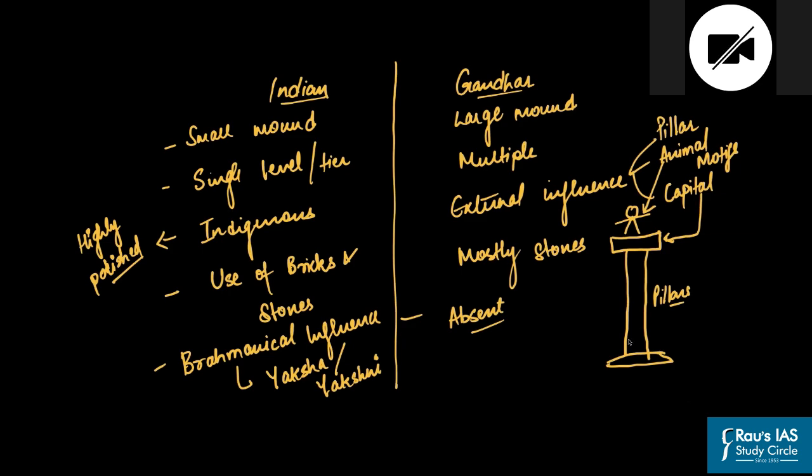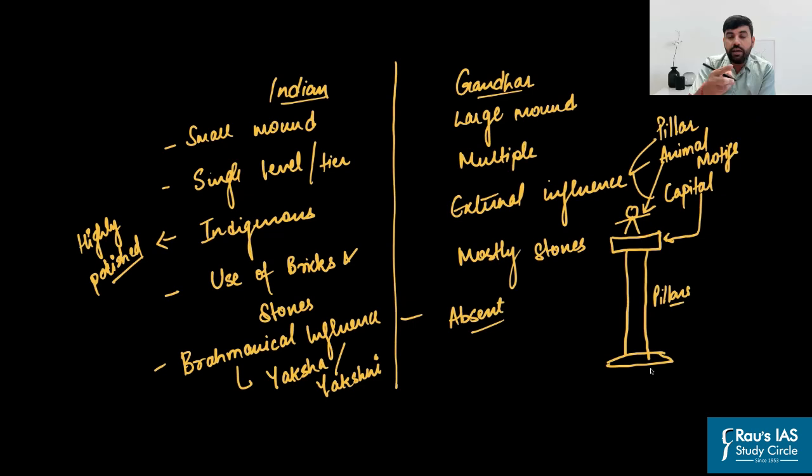See, you are a little confused. We are talking not about pillar art. We are talking about whether pillars were there or not. If you find a pillar around a stoop, it is Gandhar. If you find a pillar alone and there is no stoop around, that is Mauryan art. All right. So that's how it is. So take a screenshot. Let's move ahead.